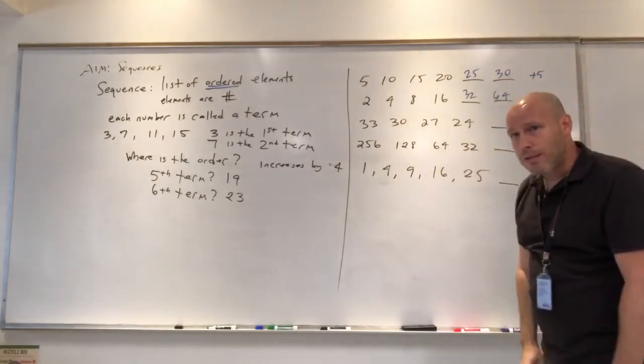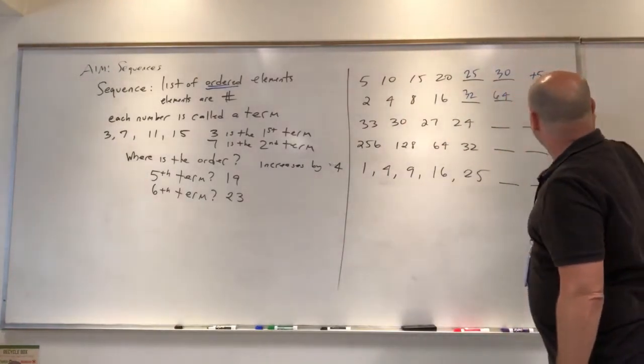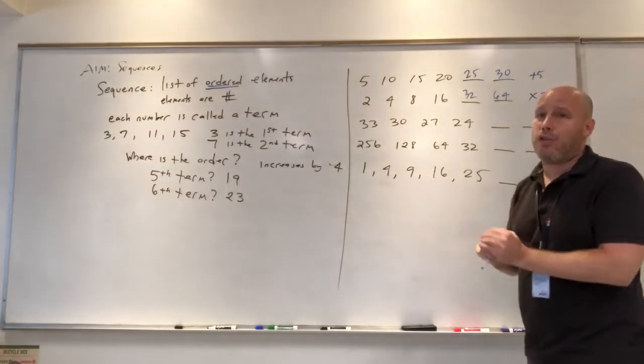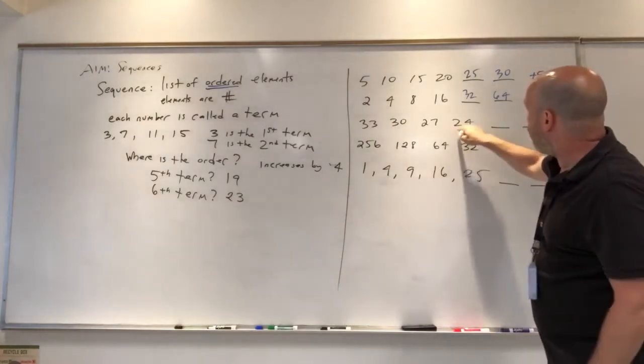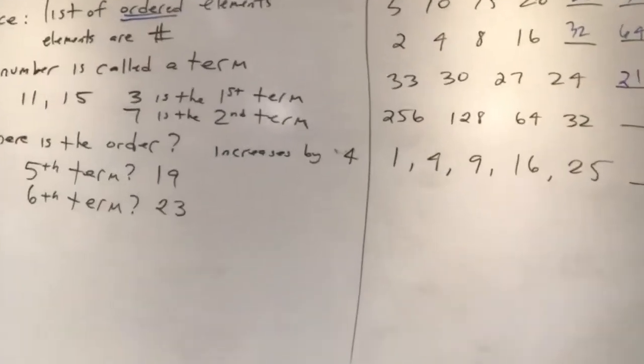What about the third sequence? Oh, you see it's minus 3. It's decreasing by 3 each time. Okay, so we continue the sequence. 21, 18.